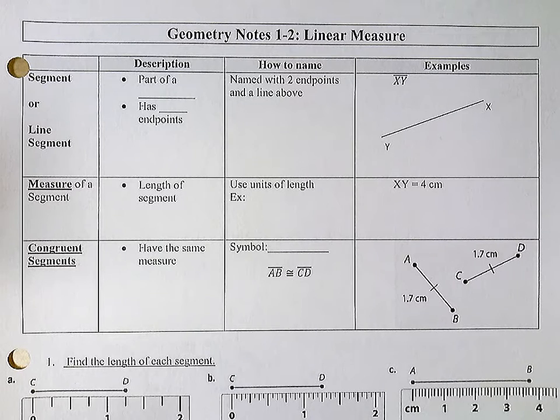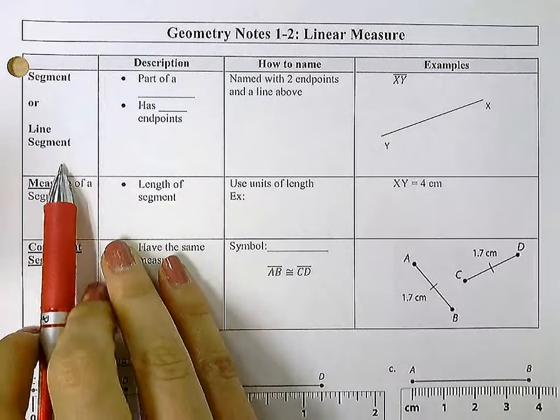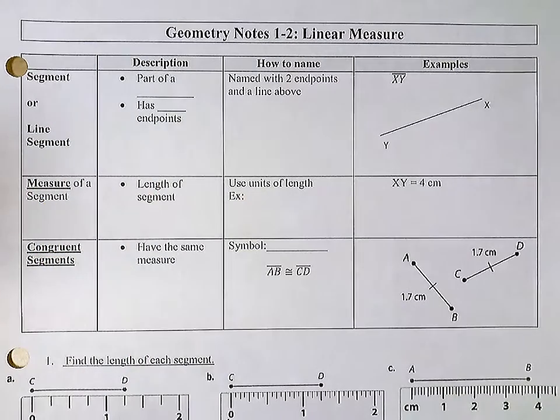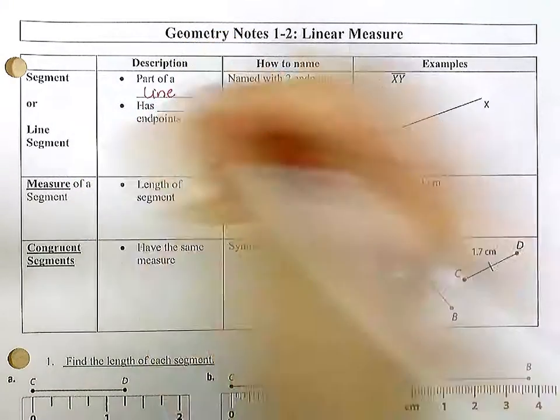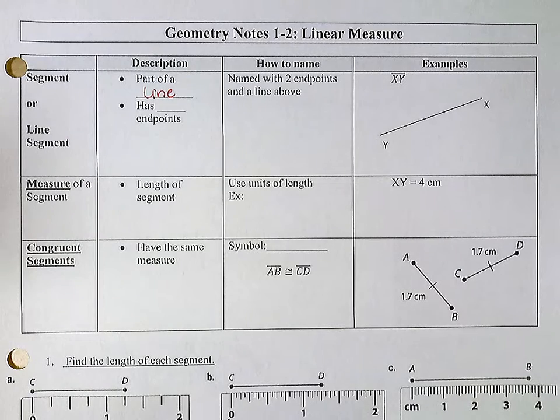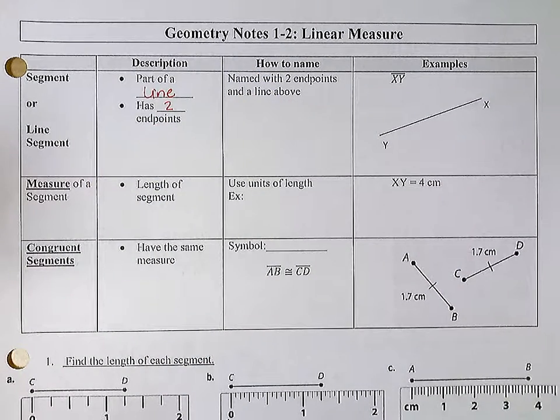So looking at a line segment, its description, just like we had descriptions with our points, our lines, and our planes, it is part of a line. It is just part of a line. It has two endpoints. Now, to name this, we name a line segment with the two endpoints and a line above it.